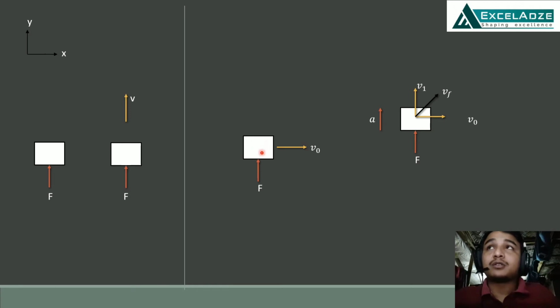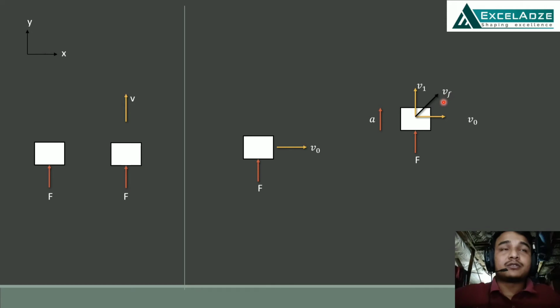But this block will gain some velocity in the y direction, and it will not affect the x direction of the velocity. Let's say after some time it has gained some velocity in the y direction, let's say v1, and the x direction of the velocity, let's say it is v0. So the resultant velocity, by vector addition, will be vf.